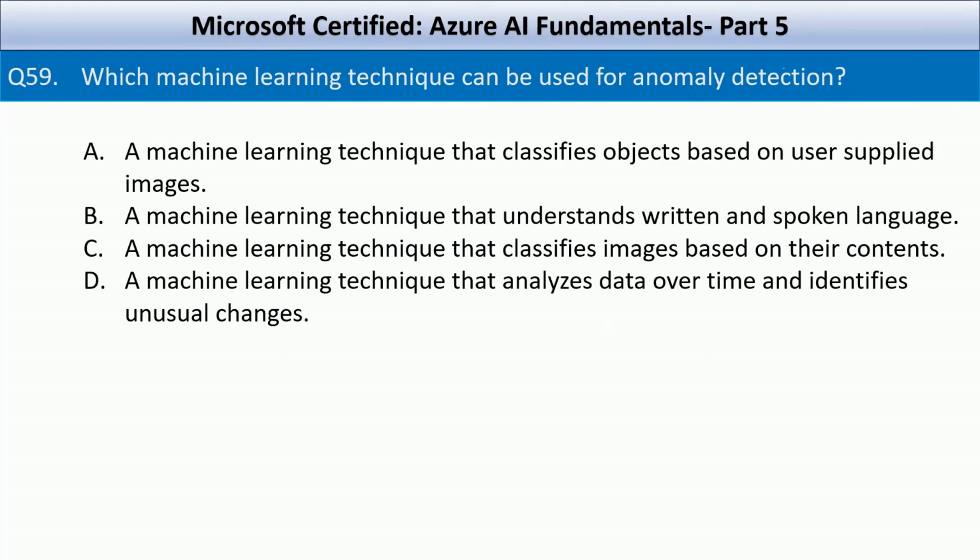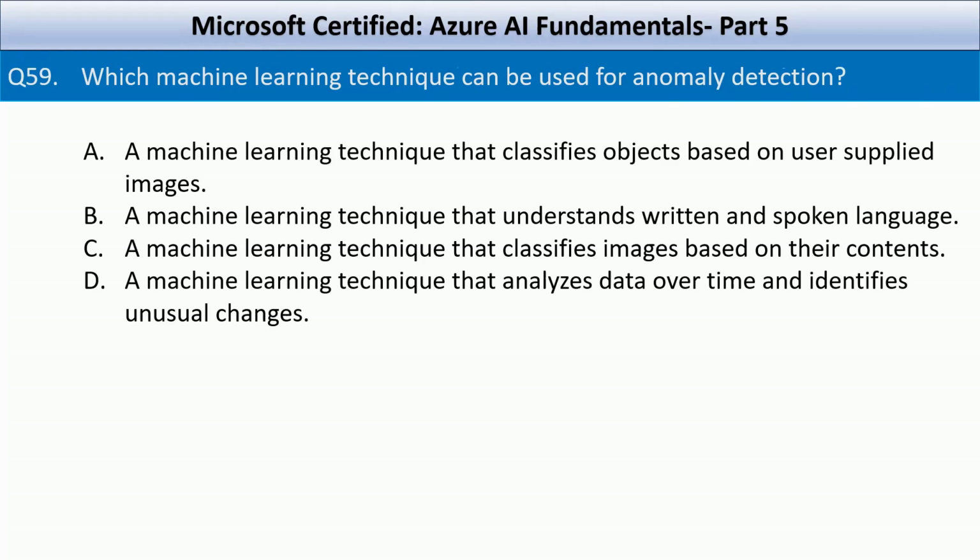Which machine learning technique can be used for anomaly detection? Your options are a machine learning technique that classifies objects based on user supplied images, a machine learning technique that understands written and spoken language, a machine learning technique that classifies images based on their contents, a machine learning technique that analyzes data over time and identifies unusual changes.